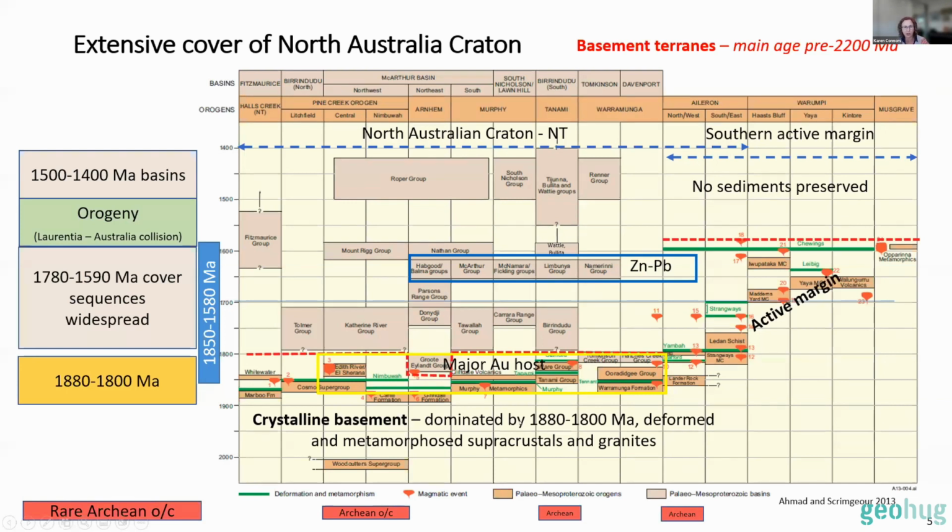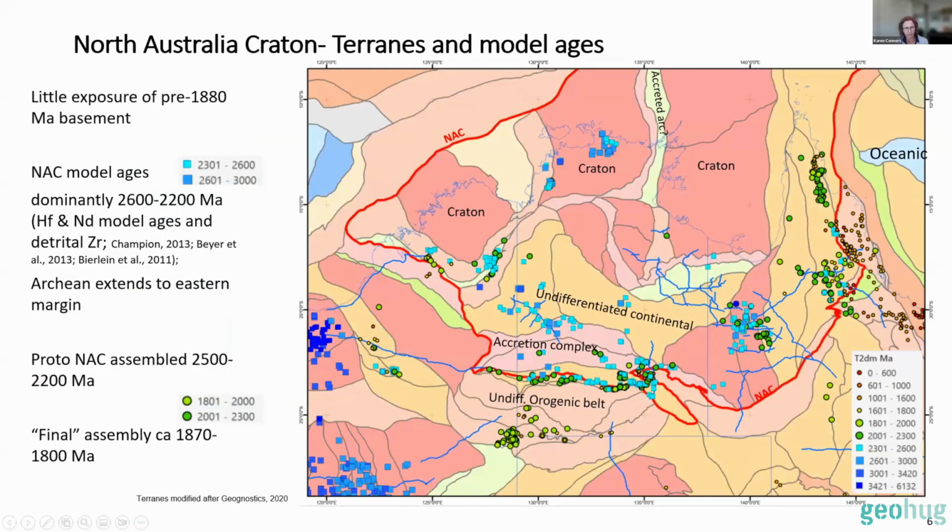So although these terrains are technically basement rocks, they are still deformed and metamorphosed supercrustal rocks that were deposited on the underlying basement terrain. So fundamentally, we're trying to get back to these Archean and to early Paleoproterozoic blocks that form the base to the North Australian Craton.